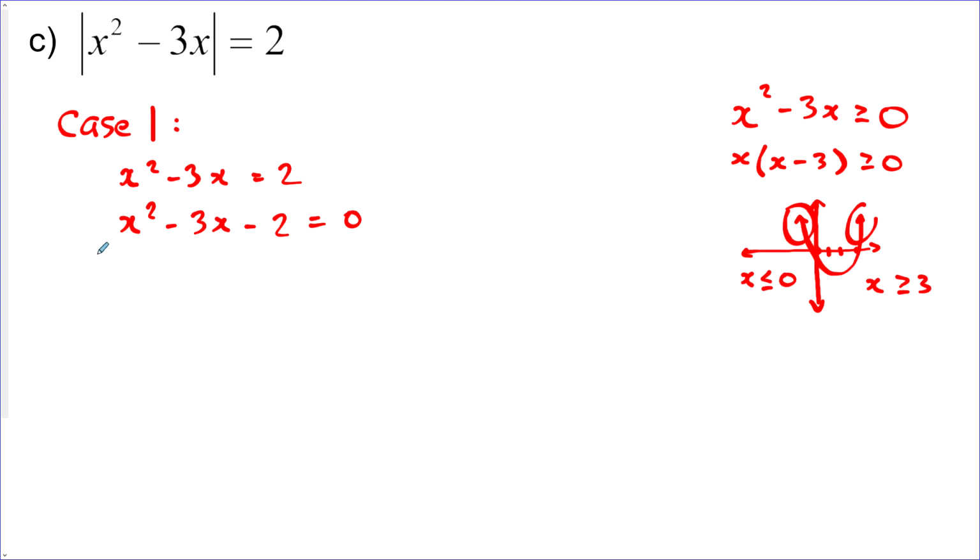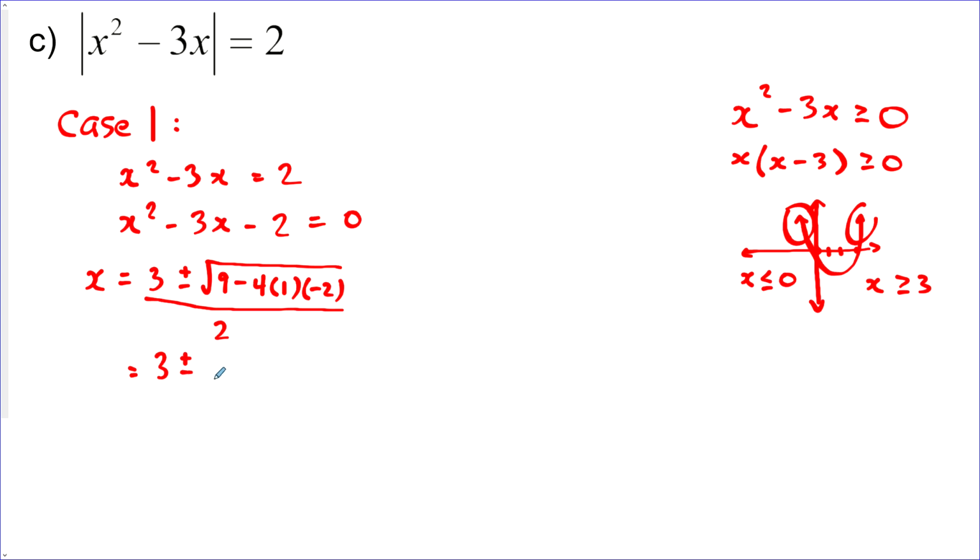I look at this, I don't think I can factor that, so I'll have to use the quadratic formula. x is equal to negative b plus or minus the square root of b squared minus 4ac, all over 2a. So clean this up a bit, and I get 3 plus or minus the square root of 9 plus 8, which is 17, all over 2.